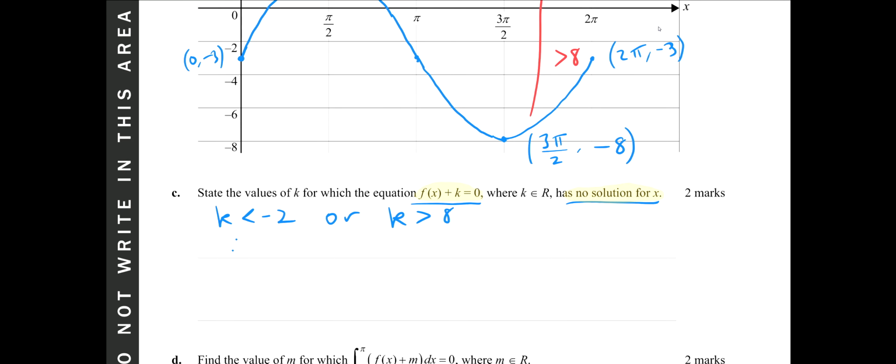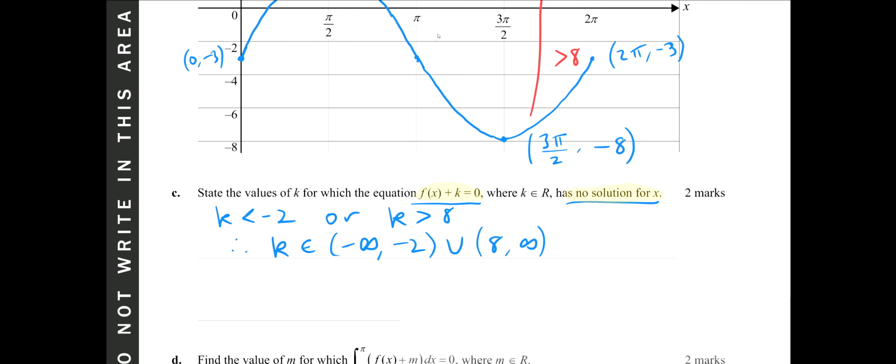I'm going to write that out in interval notation. So therefore, k must be an element of negative infinity, comma negative 2, union with 8, comma infinity. So in other words, k can be any number that's less than negative 2, not including negative 2 of course, or it could be a number that's greater than 8, not including 8. There we go. Right, moving on to the final part of this question, part D.